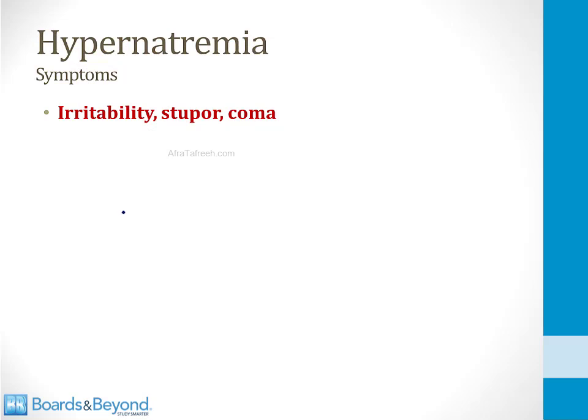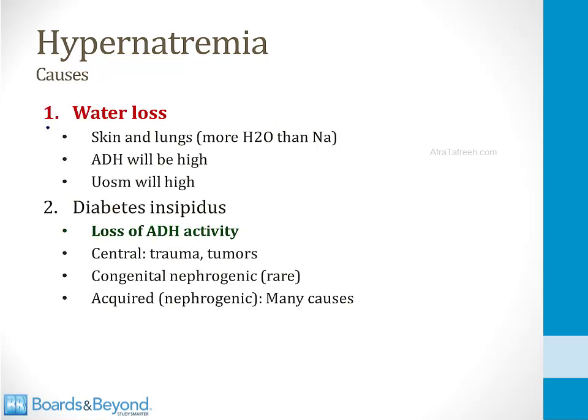So now we'll switch gears and talk about the opposite problem, which is hypernatremia. This is where the serum sodium level is too high. Just like hyponatremia, many of the symptoms relate to central nervous system dysfunction. The symptoms of severe hypernatremia include irritability, stupor, and coma. You can basically divide the causes of hypernatremia into two major groups. The first group are those causes related to water loss.